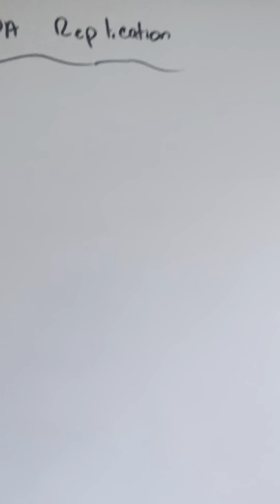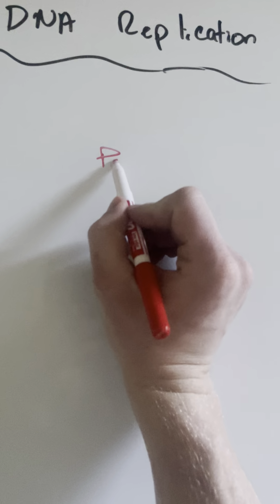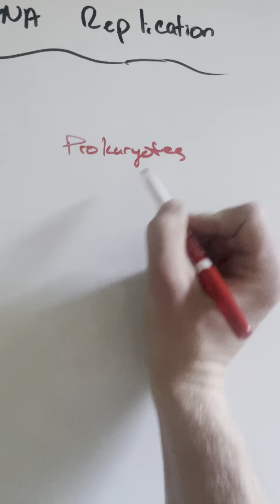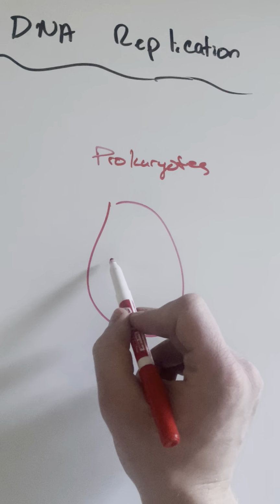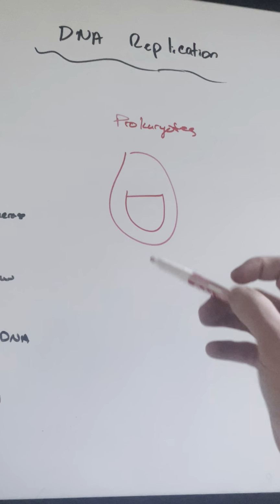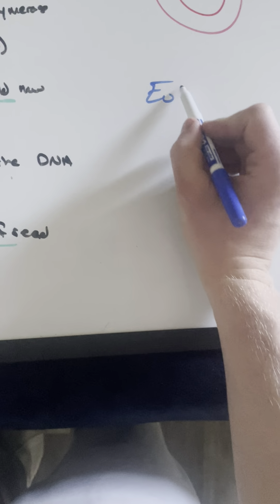Cool. And then a quick little side note, we're going to use red for this, but in prokaryotes, it's going to be called theta replication because it kind of looks like that. But in eukaryotes, we're going to use blue. Actually, we'll just go to the side.